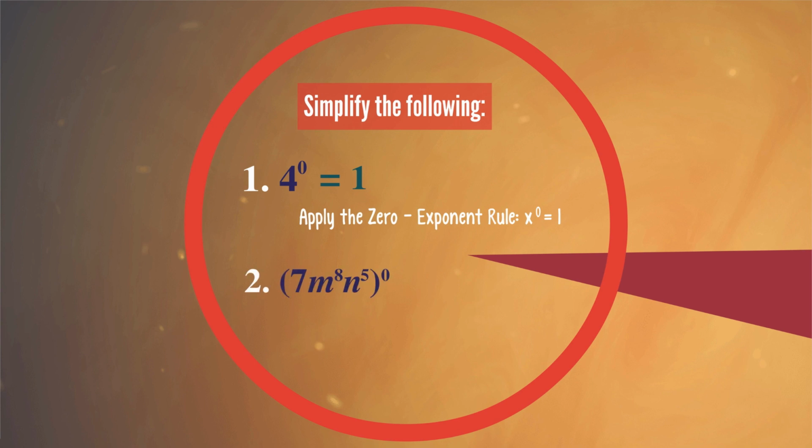Let's try solving the product of 7, m raised to the 8th power, and n raised to the 5th power, all raised to 0. Again, we will apply the zero exponent rule. This rule states that any number raised to 0 is 1. No matter how big or small the number is, when it is raised to 0, it is just equal to 1. Therefore, we don't need to think further. We can say that the product of 7, m raised to the 8th power, and n raised to the 5th power, raised to 0 is also equal to 1.